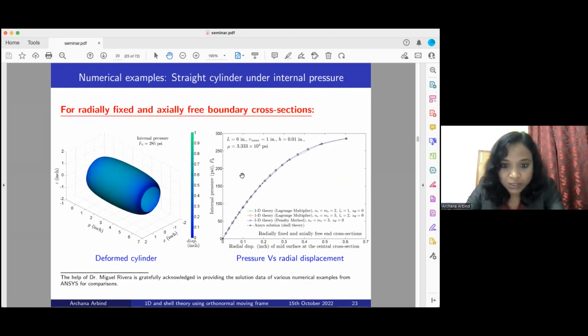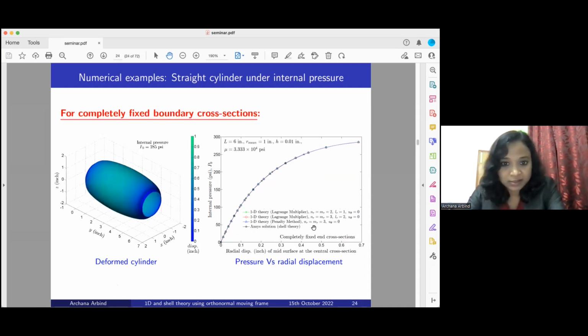The next one is radially fixed and axially free. In this case, since the exact solution is not possible, I have compared the result with ANSYS shell theory. Please remember this is a one-dimensional theory, and the number of variables is quite less as compared to shell theory, because it is an axisymmetric case also. So U theta is simply 0 here. In this case, our result shows very good agreement with shell theory, which is very expensive computationally.